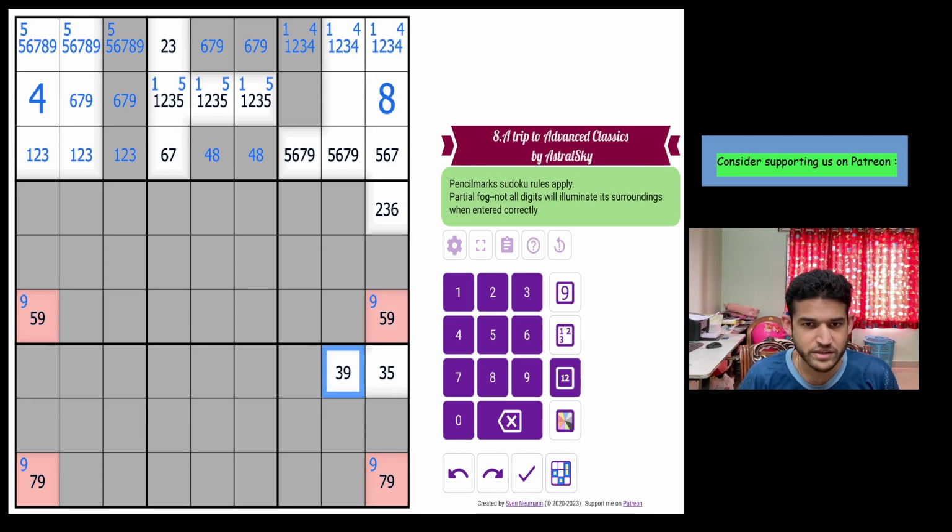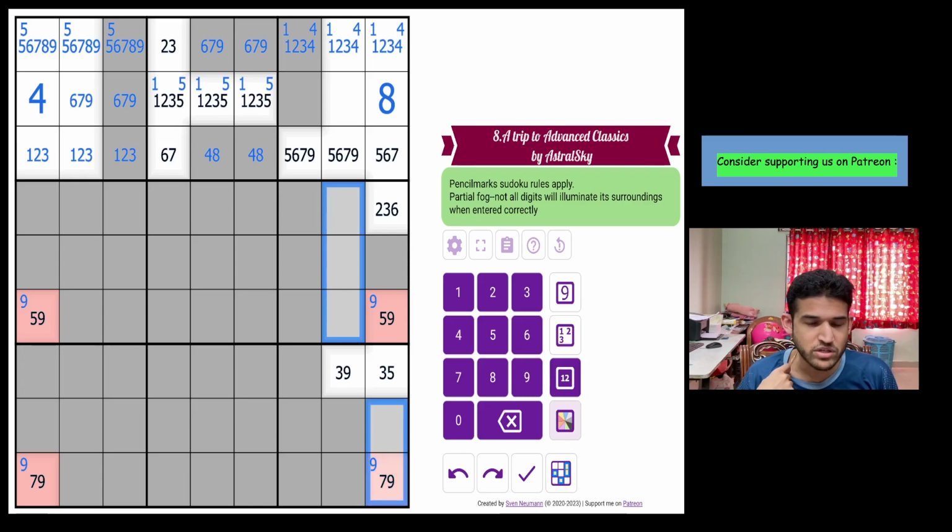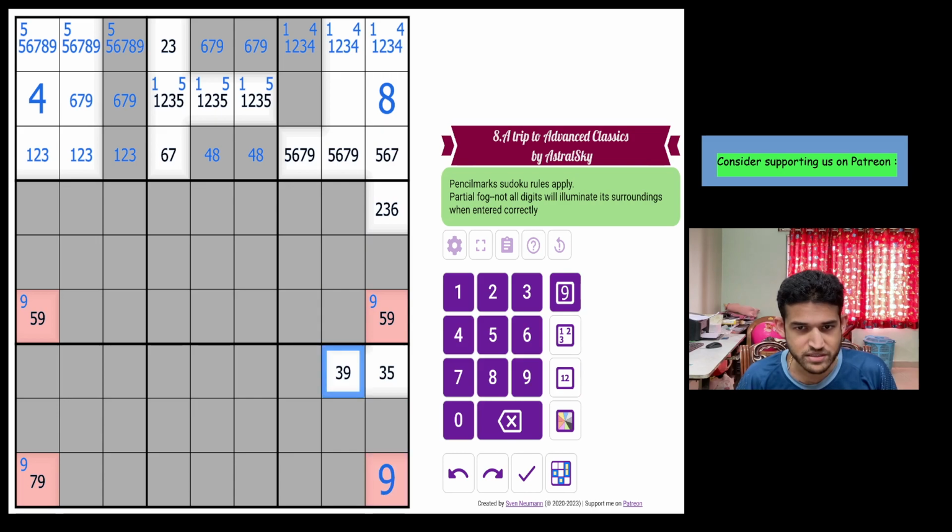So 9 cannot be here, and 9 cannot be in any of these cells, right? Because the cells in the blue tiles see both this one and this one, so they can't take a 9. The moment you have a 9 in any of these cells, let's say you have a 9 here, this will become 3 and this will become 5, and this can't take any value.